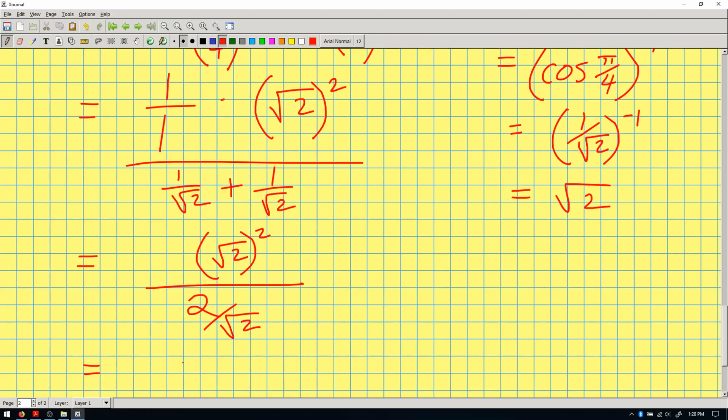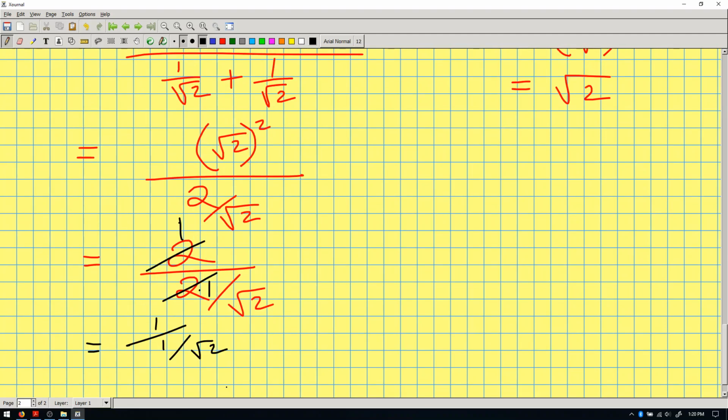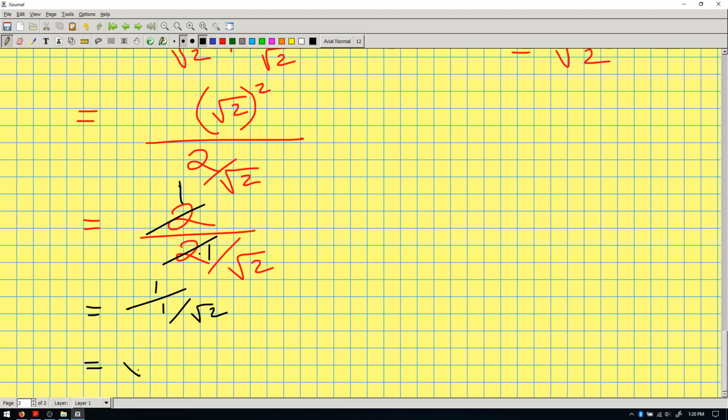And how does that simplify? Well, after simplifying it, I get 2 on the top because that's the square of root 2. I've got 2 on the bottom, and I've got root 2. Well, these two factors of 2 will cancel, leaving a 1 and a 1. So I end up getting 1 over 1 over root 2, which turns into root 2 as my final answer. Root 2 is my final answer for that limit.